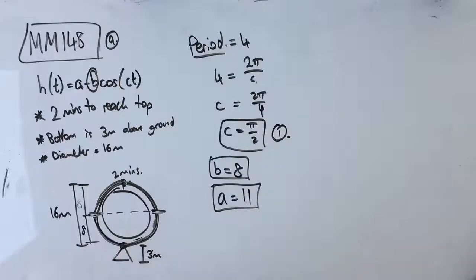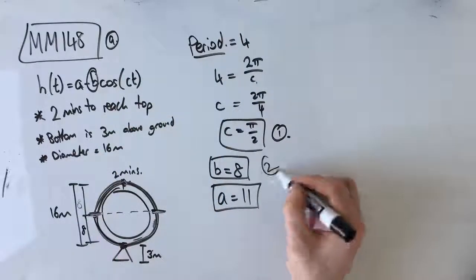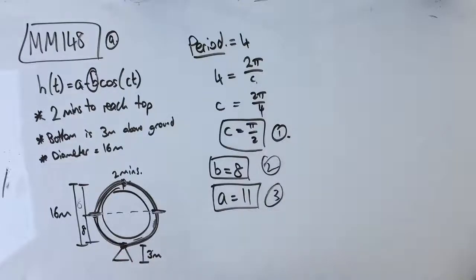That's it. So guys, just keep in mind that B is 8, not negative 8, because we're already taking away B, and B is going to be 8 as well. So there are 3 marks. Yeah, I think that's it for question A. If you have any questions about it, just let me know.